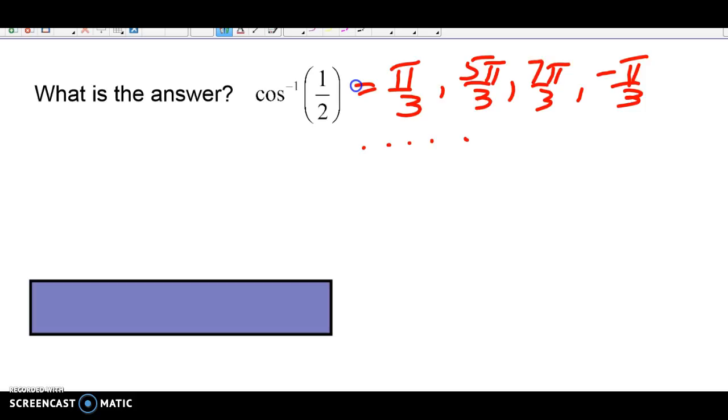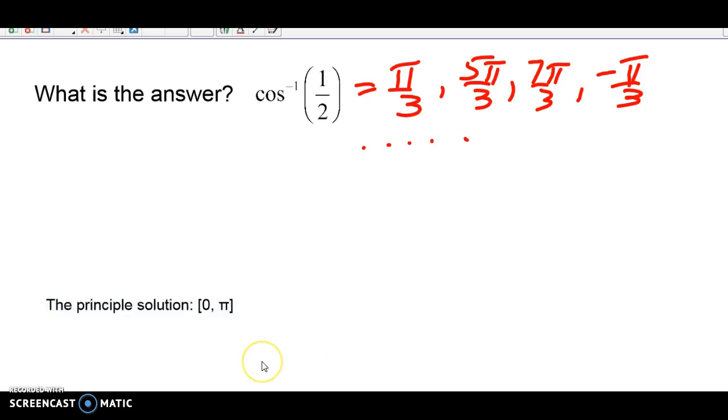No, you do not have to write all of those. We have a way of determining one angle that gives us the solution to inverse cosine of 1/2. Each of our inverse trig functions have a principal solution range for the answers. The principal solution range for cosine inverse happens to be between 0 and pi. So the correct answer to this problem would just be pi over 3.